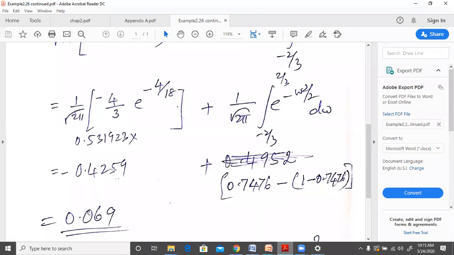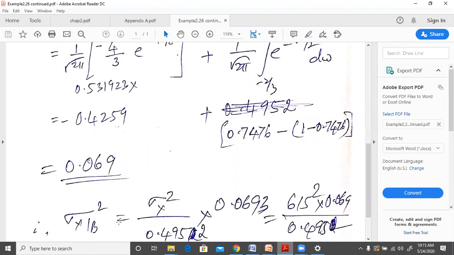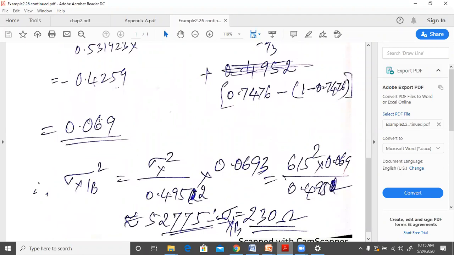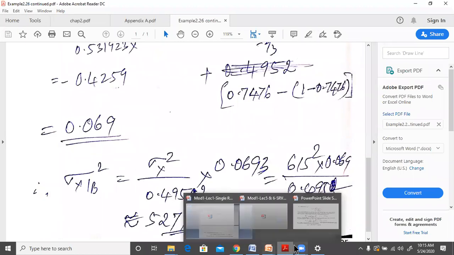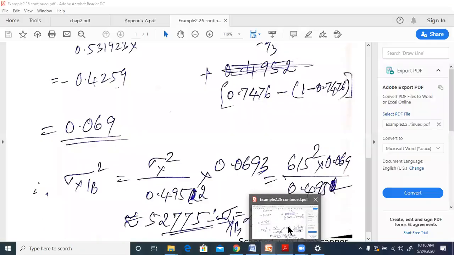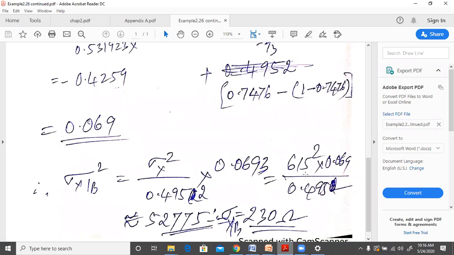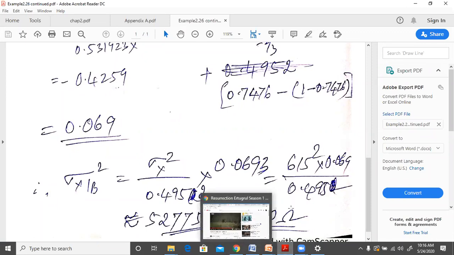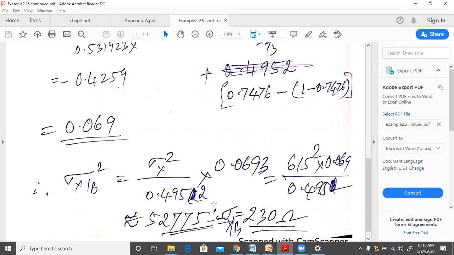So if you subtract, you take this and solve this, this is minus and this is plus, you will get 0.0693, and that value divided by this factor, which is directly from the slide, 4.5452, or might be just 4.95, whatever you have taken. So if you solve this, you will get the value which is somewhere around this figure. It need not be exact because the root of that will just turn out to be somewhere around 230 ohms. Okay, this is how we need to solve it.